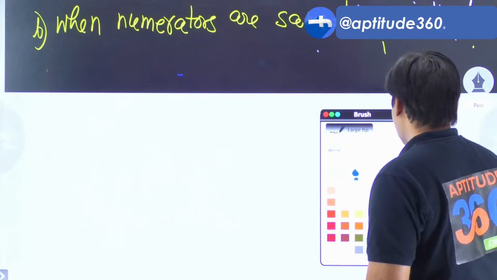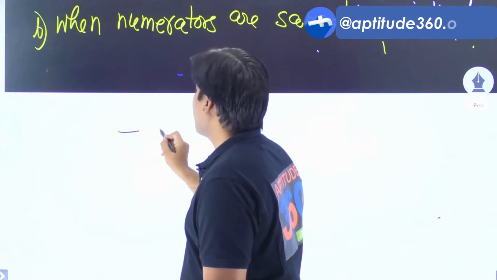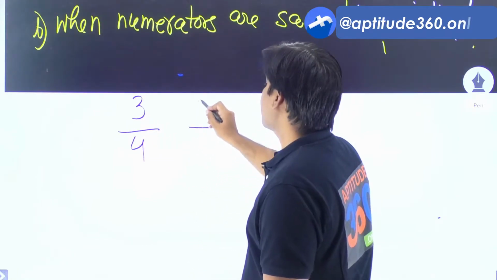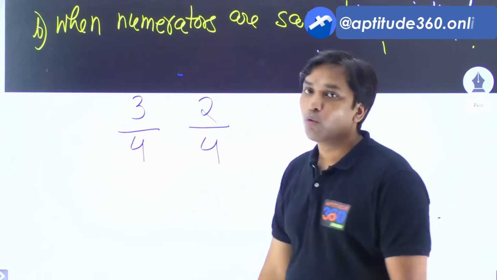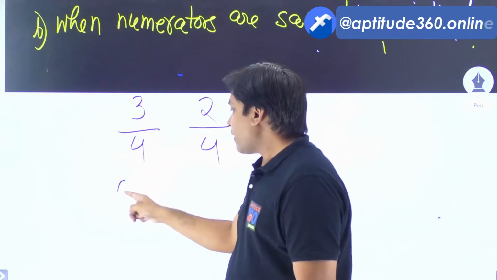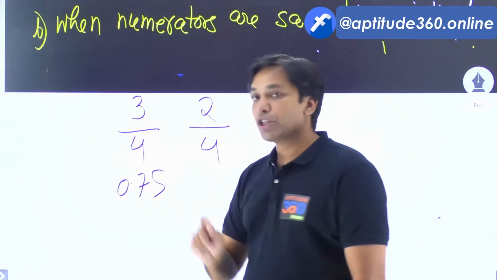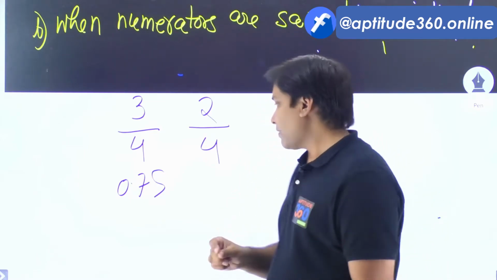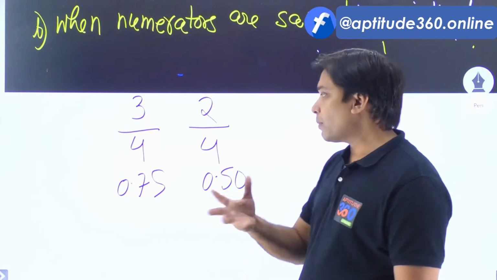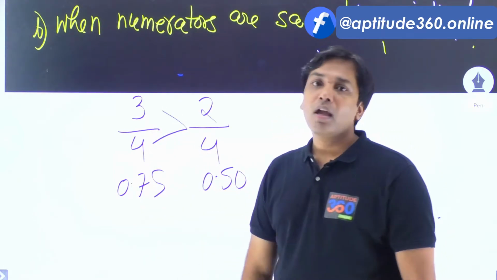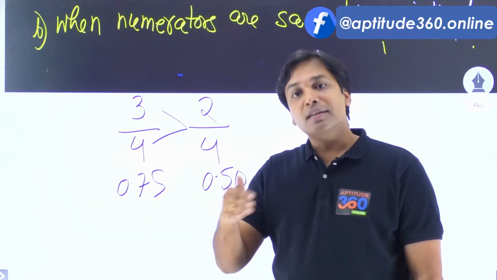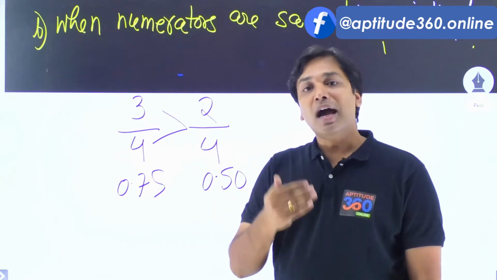Say I have got something like this. I have got 4, and then this is 3, and then this is 2, and then this is 4. Which value do you think is the bigger one over here? This value, if you find out the fraction, this one comes out as 0.75. And how about this one? This is 0.50. So which value is the bigger? The bigger value is this one. So when your denominators are same, then higher is the numerator, higher is the value.